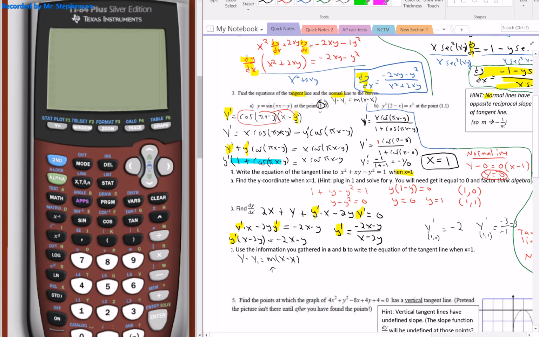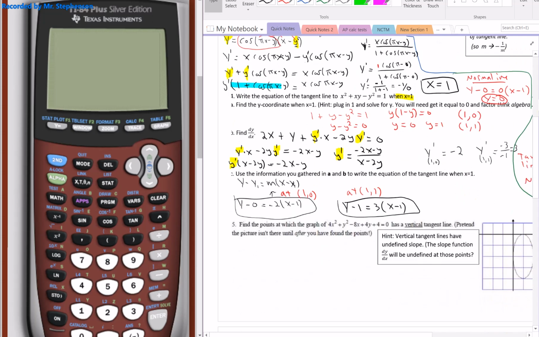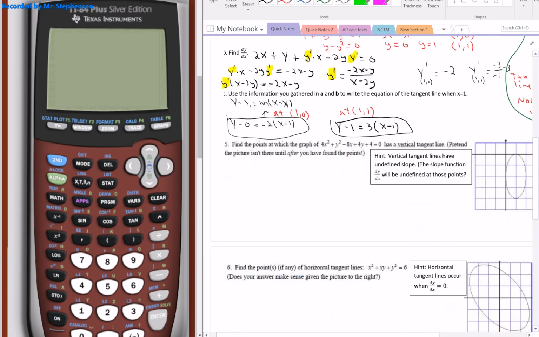Right? So 2 lines. The first one is y minus 0 equals the slope when it was (1, 0), which was negative 2, times (x minus 1). Okay, that's one tangent line. And that was for the point (1, 0). And then at the point (1, 1), our equation is y minus 1 equals 3 times (x minus 1). Right? And that's the lines. That's the equations. All right, keep on going.